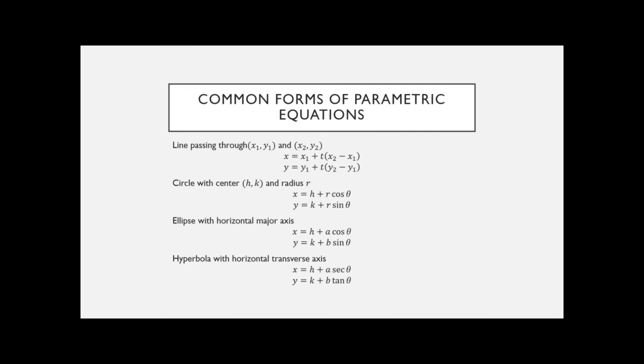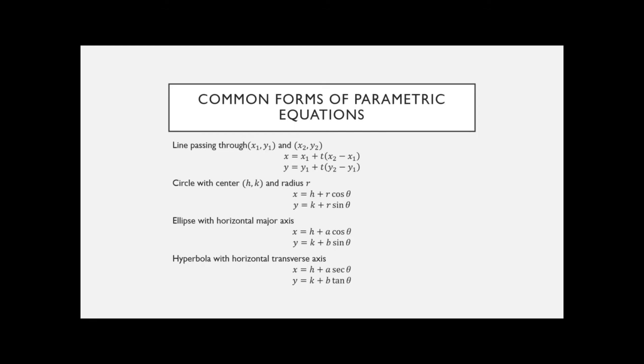For a circle with center h, k, and radius r, that's how you would write the parameterized equation. So you're just plugging in your center and your radius. An ellipse would be h and k with cosine and sine, and you have values a and b in front of there. And then hyperbolas use secant and tangent.